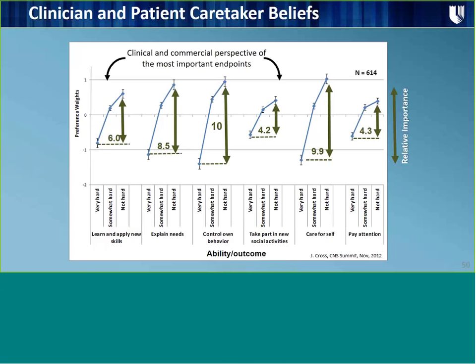So the clinical and commercial perspective and the caregiver's perspective are plotted here. The clinical and commercial team had actually identified learn and apply new skills over here, and take part in new social activities over here as the most important endpoints. Those turned out to be basically the least important endpoints, or among the least important endpoints from a caretaker's point of view.